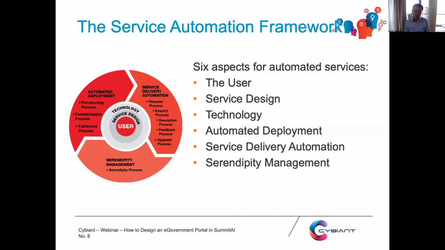Last but not least, we would also like to improve services, and that is why we have Serendipity Management. Serendipity means something good that you don't expect beforehand. And through Serendipity Management, we can really work to make sure that people actually like to use the self-service portal. So that's how we can use the service automation framework. If you have any questions or would like to receive additional information on how this model works, we have written a number of white papers that you can download from our website.